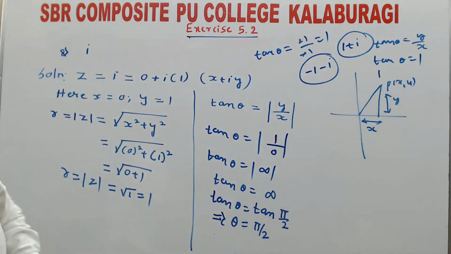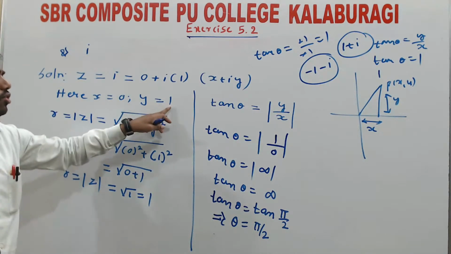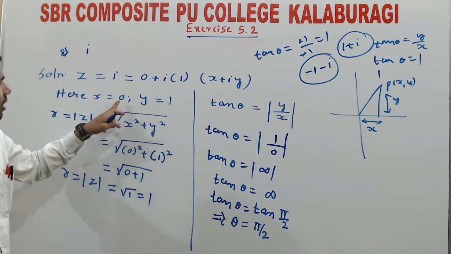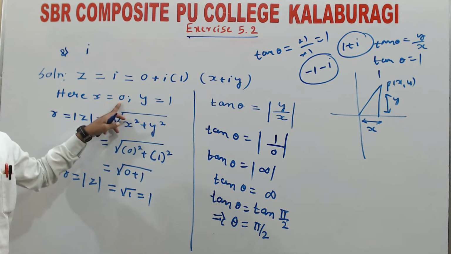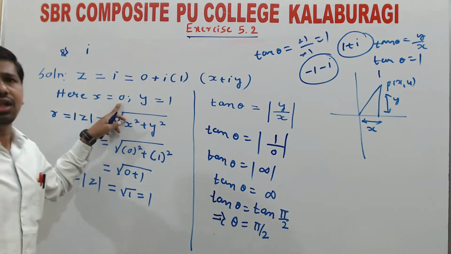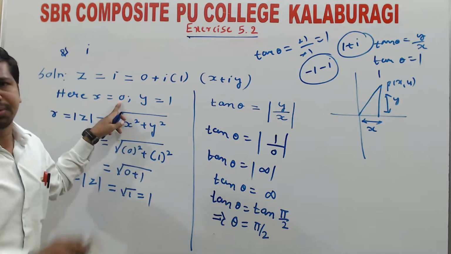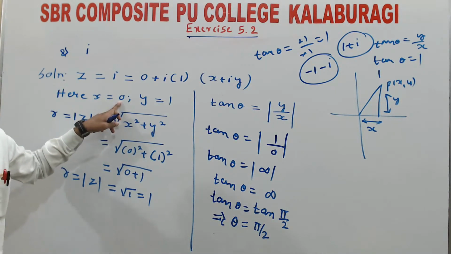So here x is 0, y is 1. So y is positive, x you can take positive or negative because 0 is neither positive nor negative. Even if we take positive or negative, the argument will be the same only. Let us take x as positive.